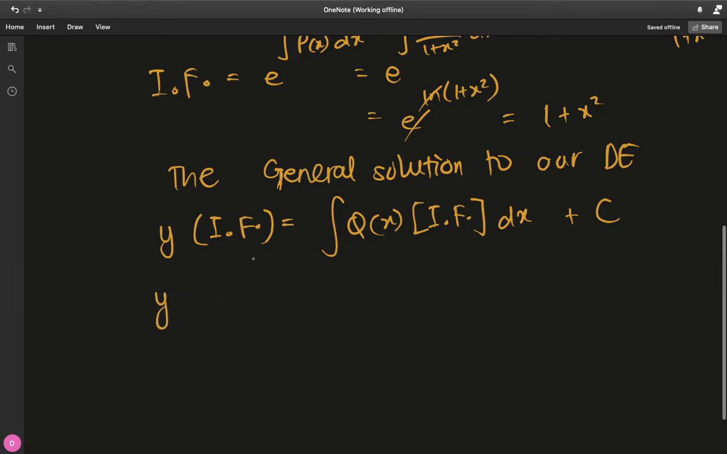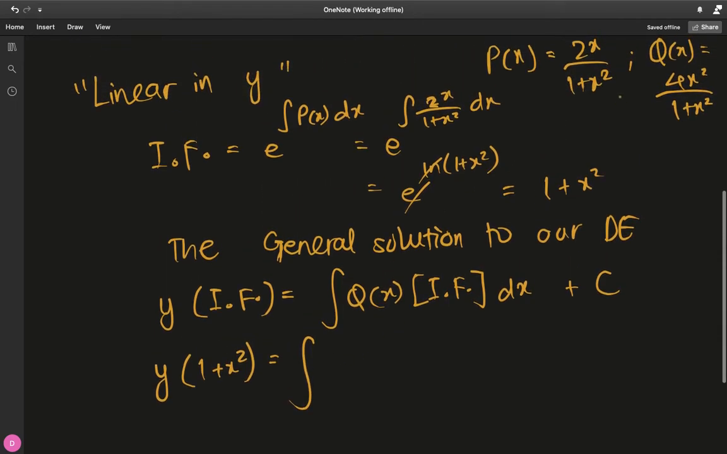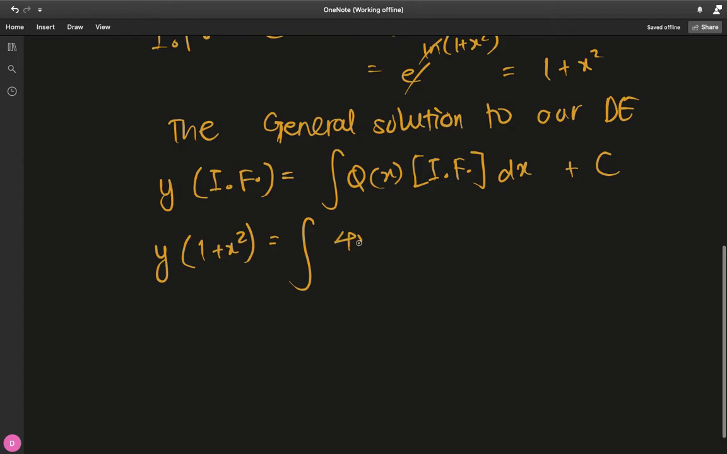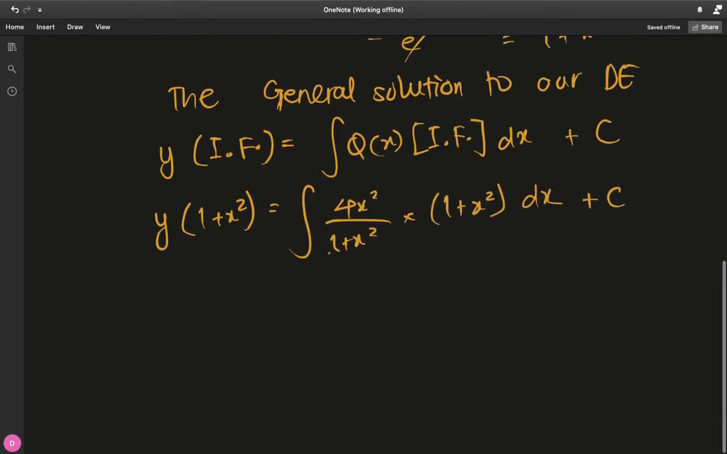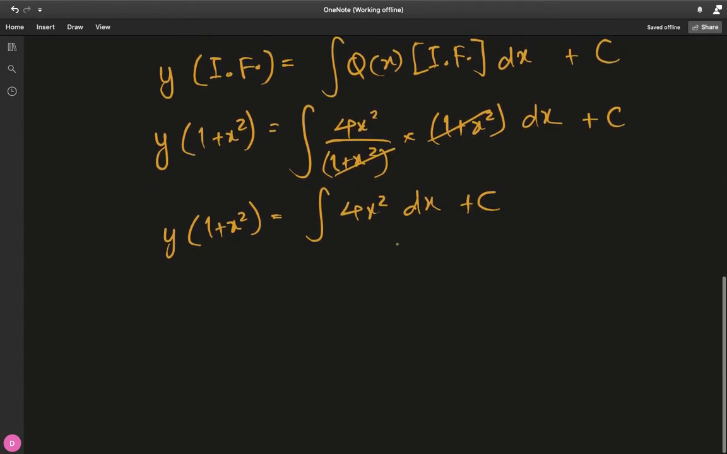So y multiplied with the integrating factor, which is 1 plus x squared, equals the indefinite integral of q of x, which is 4x squared over 1 plus x squared, multiplied with the integrating factor, which is 1 plus x squared, dx plus c. So notice the denominator and the numerator here cancel out. So y times 1 plus x squared is equal to the antiderivative of 4x squared dx plus c, and trust me, this is the easiest antiderivative you can get.